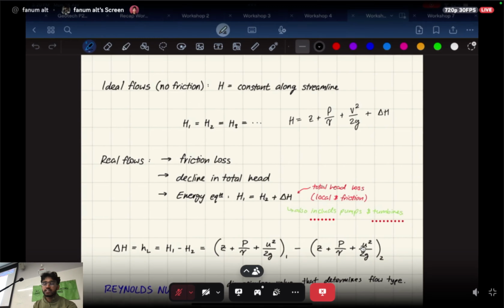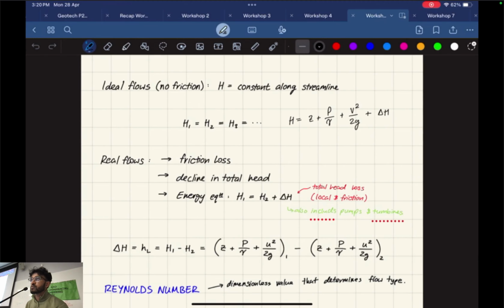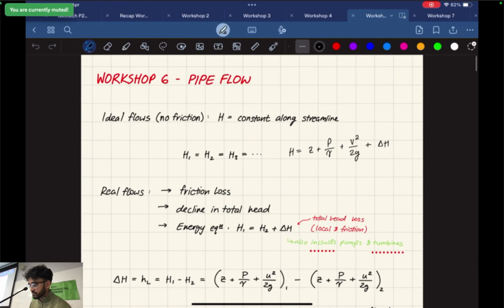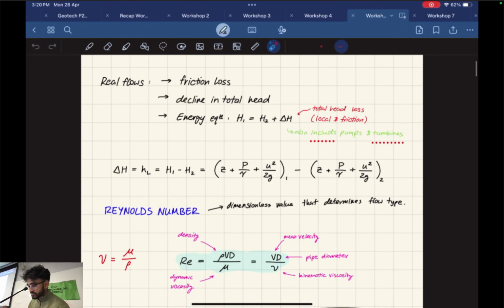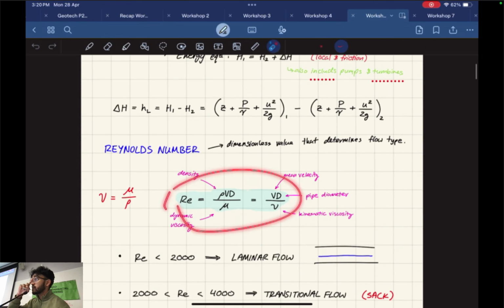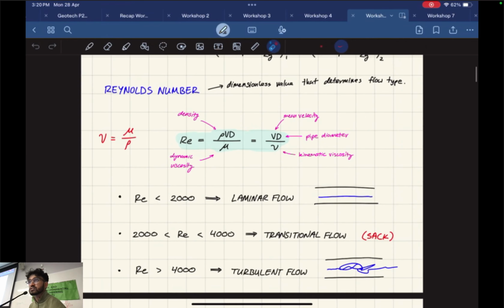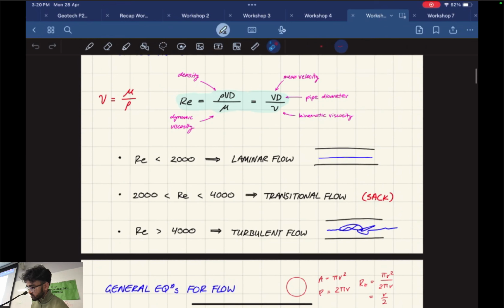Okay. So, I'm gonna go through a bit of pipe flow now, just really quickly. So head loss, friction, all that stuff. Reynolds number. We use it to find out whether our flow is going to be laminar or turbulent. The third one is called transitional flow. We're going to skip it, because even right now, I'm pretty sure people, like actual scientists, don't know what transitional flows are. So we're going to take a look at laminar flow and turbulent flow in this course only.